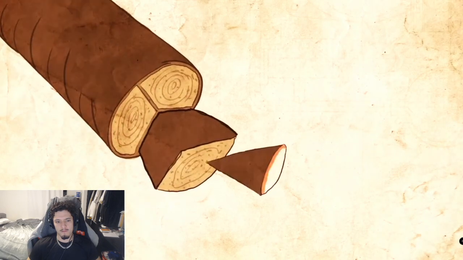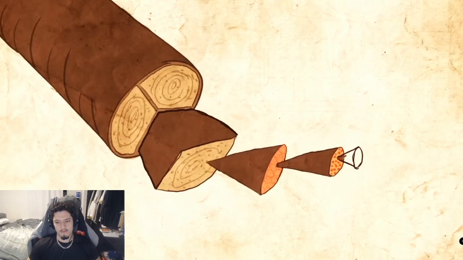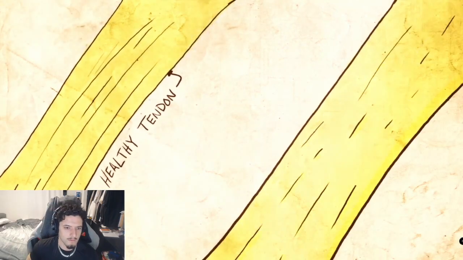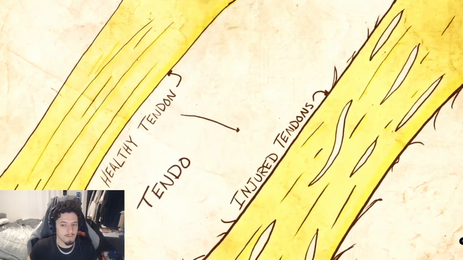Now let's look at the actual structure of a tendon. Each tendon is made up of different bundles. There are bundles here, bundles here, and finally, here is the collagen fibril. A healthy tendon looks a bit like this, with dense arrays of collagen fibers all parallel to each other. This structure keeps them strong. The opposite of healthy tendons are injured tendons, and tendon injuries are known as tendinopathies.